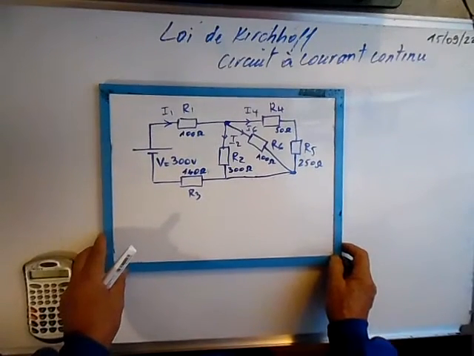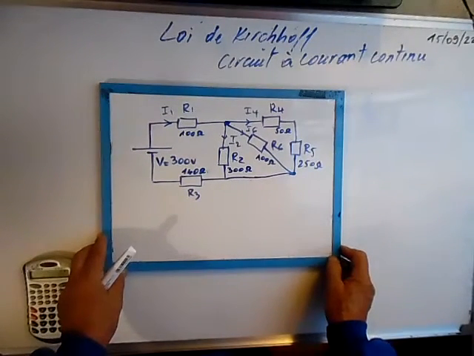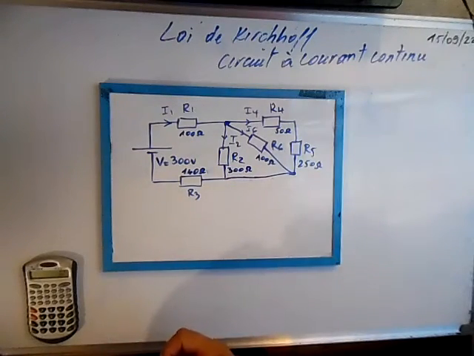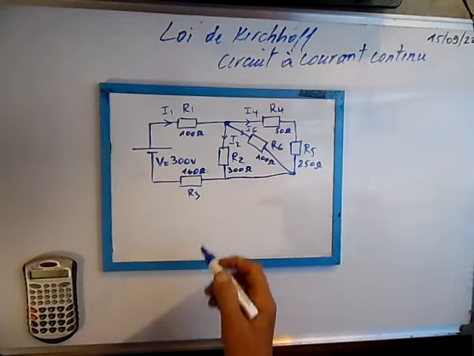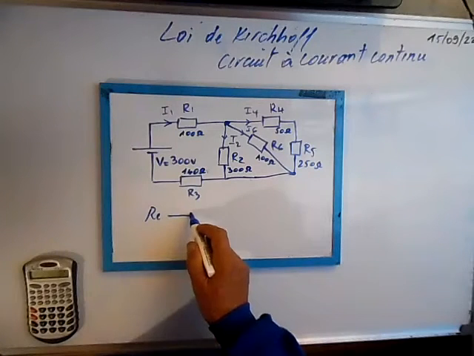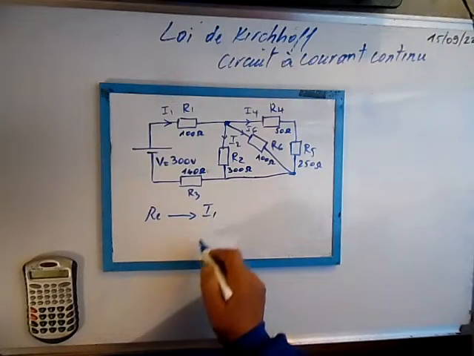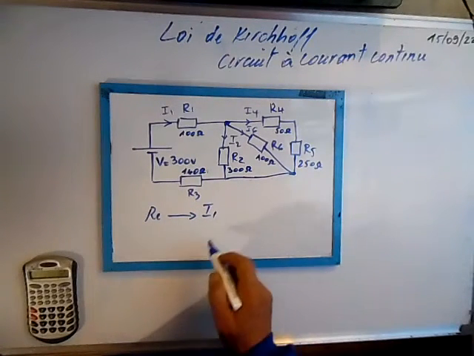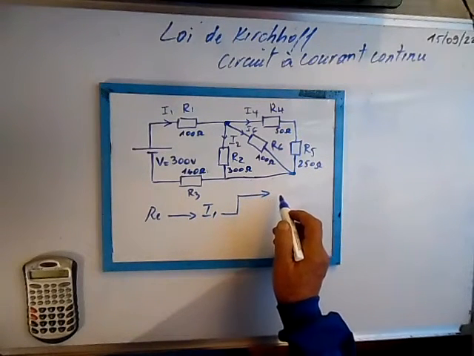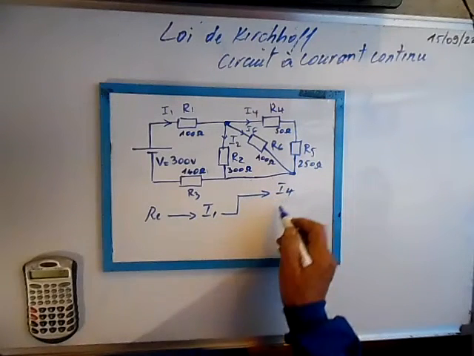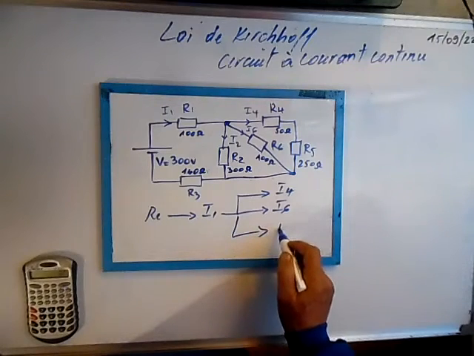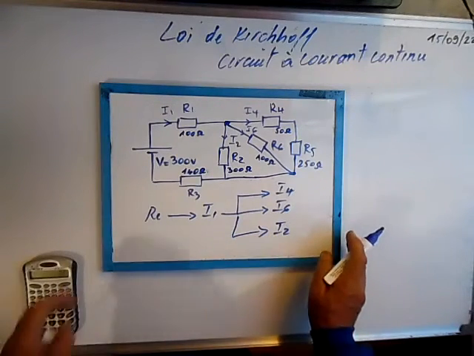Good morning. Suppose we have a circuit like this and we are asked to calculate the current in the branches. First of all, we need to calculate the equivalent resistance. With the equivalent resistance we can calculate the main current, I1. And once we have I1, we will use the current divider method to calculate I4, I6 and I2. I will explain the method.